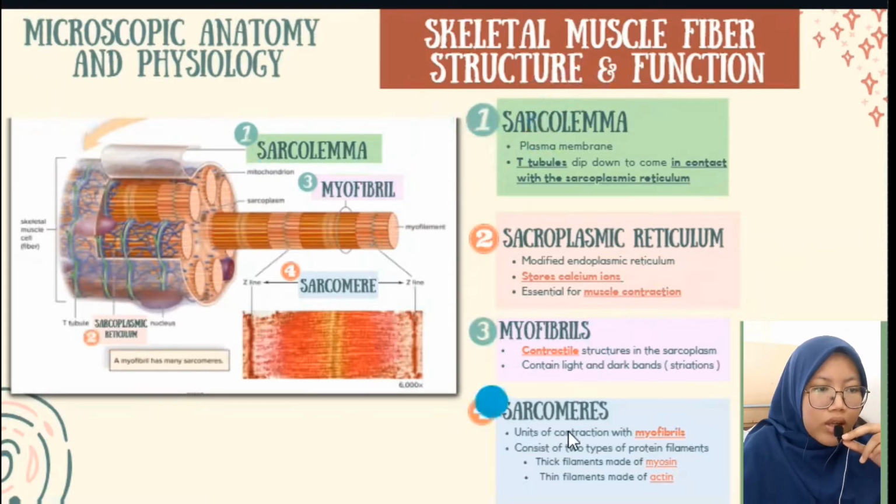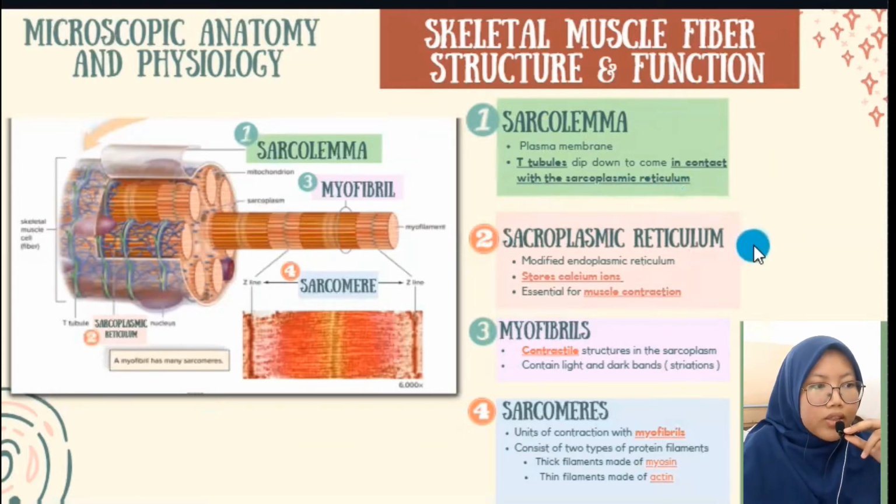As you can see in this slide, there are four skeletal muscle fiber structures, and the first is the sarcolemma. The sarcolemma acts as the plasma membrane which separates the outer environment from the muscle cell, and it forms a transverse system, also known as the T system. In this T system, the structures we call T tubules go deep down to come in contact with the sarcoplasmic reticulum.